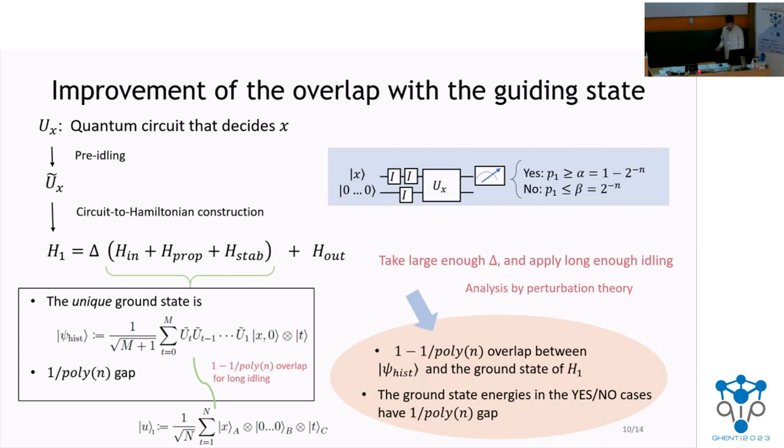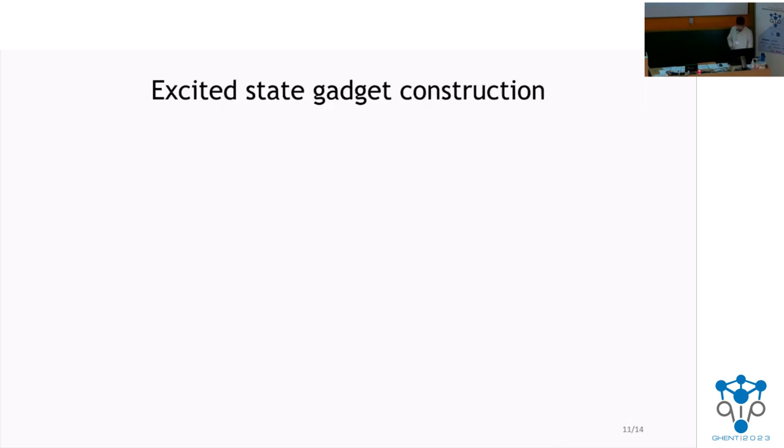And we can also show that the ground state energies of this H1 in the yes and no cases have a 1 over poly gap. So this GLH problem can be used to decide the original BQP problem X.